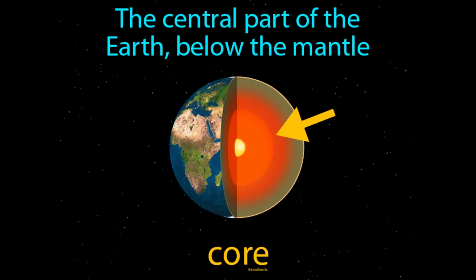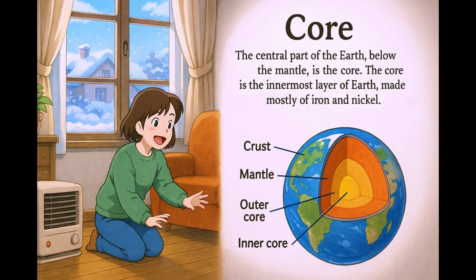The central part of the Earth, below the mantle, is the core. The core is the innermost layer of Earth, made mostly of iron and nickel, and it's responsible for generating our planet's magnetic field. Imagine trying to find the source of warmth in a cozy, heated room on a cold winter day. Just like the heater is hidden away but essential for keeping the room warm, the Earth's core is hidden beneath layers but is crucial for the planet's heat.